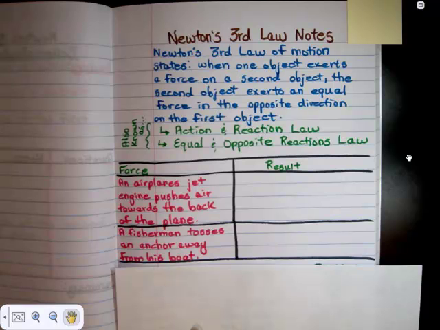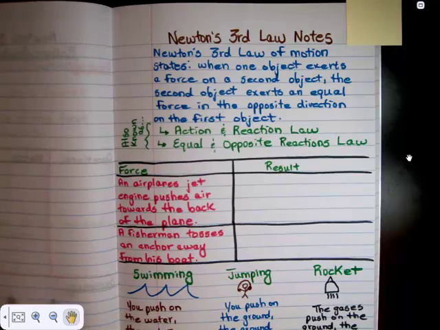Next example, a fisherman tosses an anchor away from his boat. What do you think the result would be? The anchor would push the man and his boat backwards.